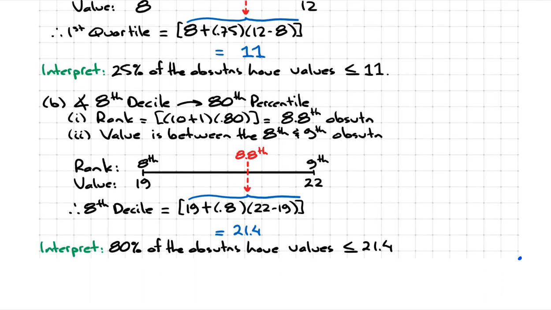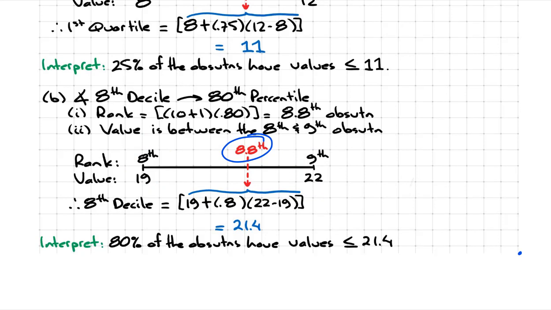Okay, so let's go through the process. First thing we have to do is find the rank. And we use this framework right there, n+1 times the percentile. So this would be the 8.8 observation. Since we have 10 observations, the 80th percentile would be the observation that's ranked 8.8. Now we have to find the value of that 8.8 observation. Well, I see an 8th observation, I see a 9th, I don't see 8.8. No problem. By using this approach, we can find an estimated value for the 8.8 observation.